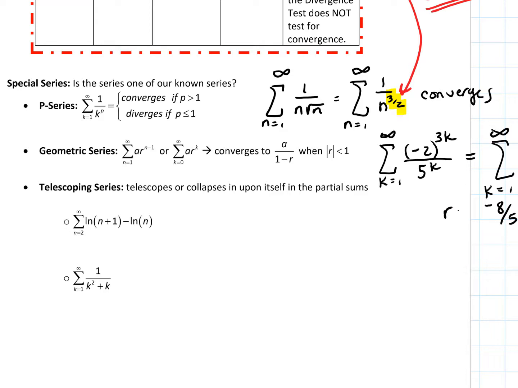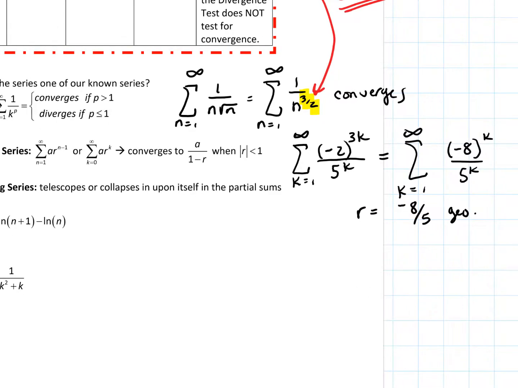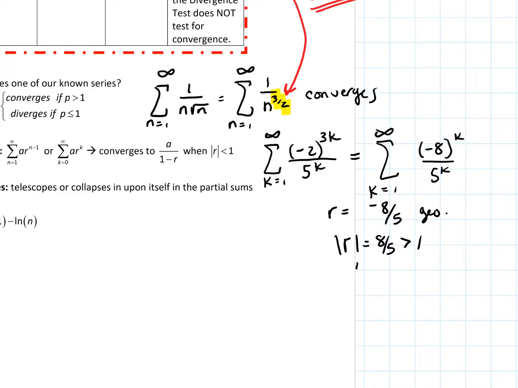Therefore this guy is definitely geometric, but since the absolute value of r is equal to 8/5, which is greater than 1, this guy is going to diverge. Okay? So this particular one diverges.